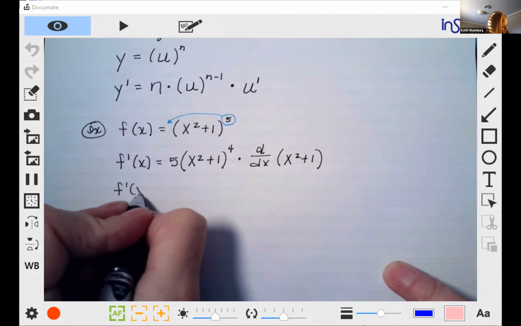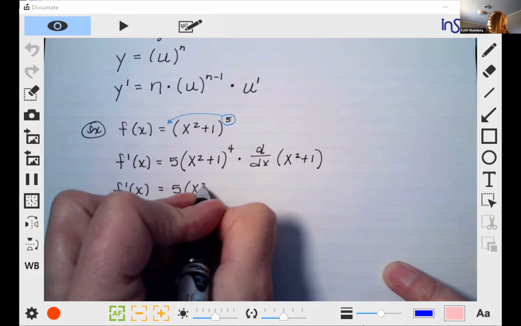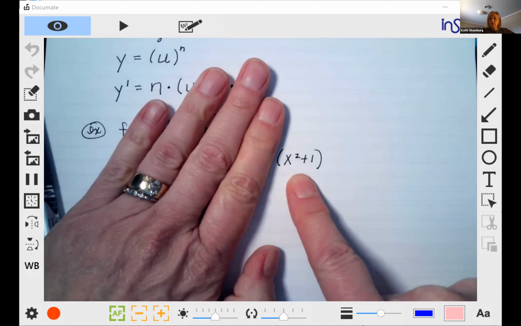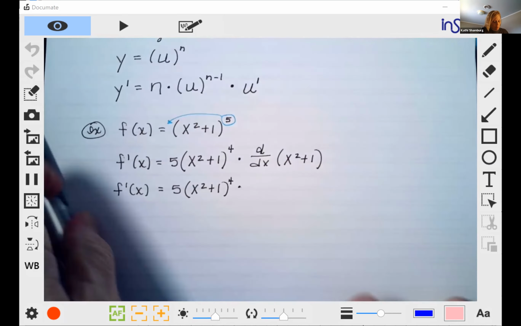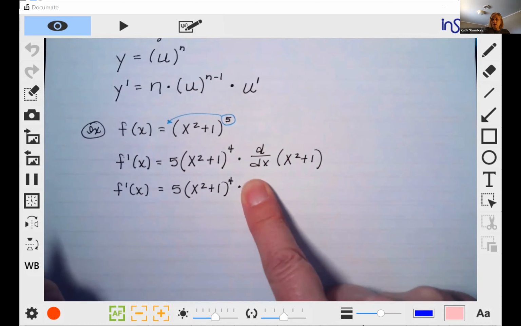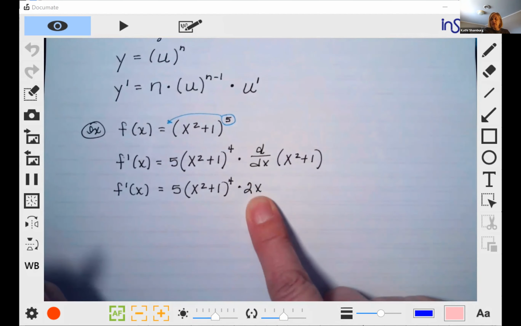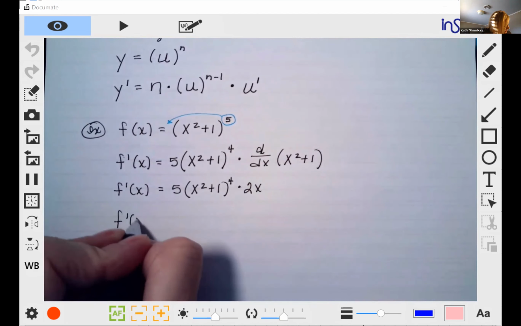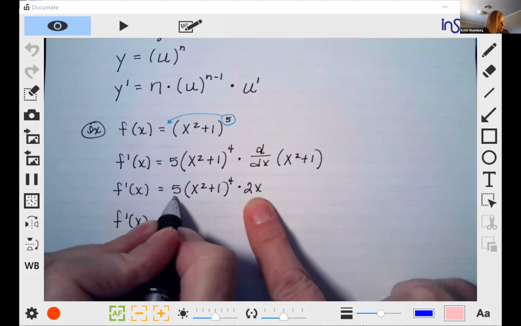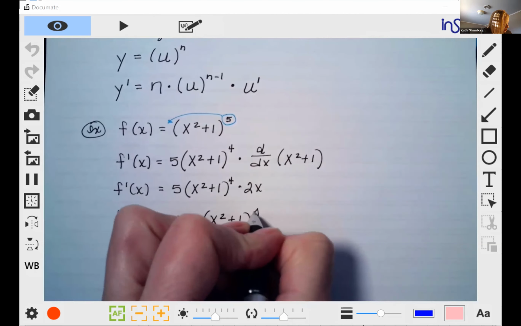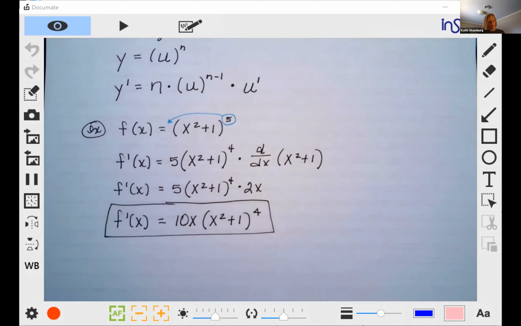So that would be 5 times x squared plus 1 to the 4th power times, and now we're just going to apply our derivative rules to take the derivative of this, which would just be 2x. And this is a lot of times what students will forget to do. They'll do this part of the generalized power rule, but they will forget to take the derivative of the junk. All right, now, just to clean it up, this is all multiplication, so we can actually multiply 5 times 2x, so we would get 10x times x squared plus 1 raised to the 4th power. So this would be the first derivative. And that's all we're going to do, is the first derivative of it.